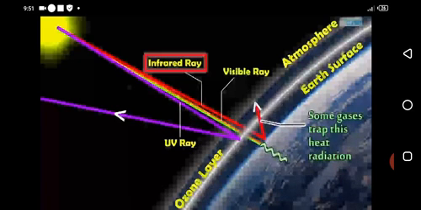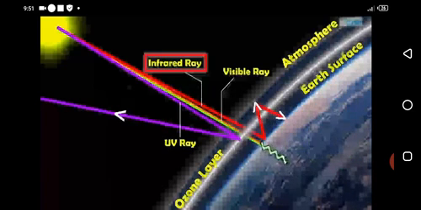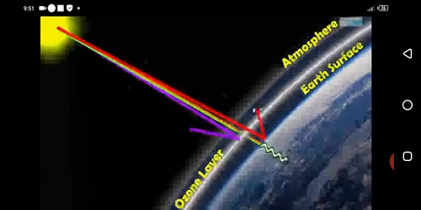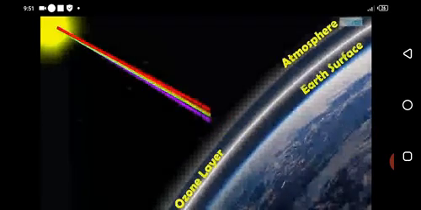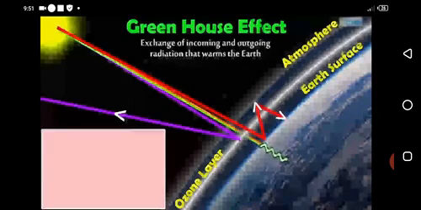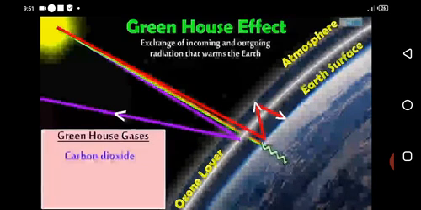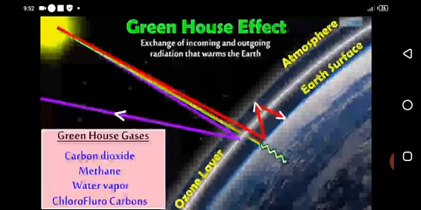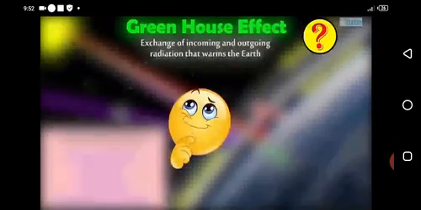But some gases in the atmosphere trap this heat radiation and re-emit it to the surface, which leads to heating up of the environment. This exchange of incoming and outgoing radiation that warms the Earth is referred to as the greenhouse effect. And the gases involved in this are called greenhouse gases, which mainly include carbon dioxide, methane, water vapor, chlorofluorocarbons, etc. Friends, but are you not wondering why it is called the greenhouse effect?